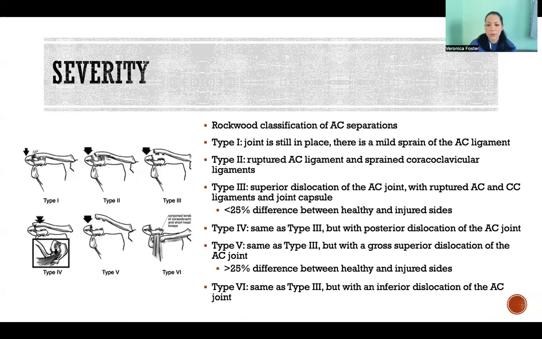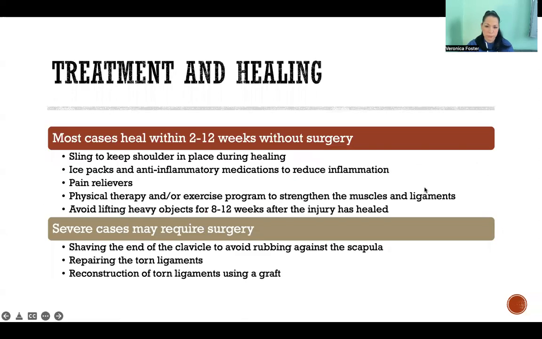Then finally, a type 6, again, same thing. Everything's ruptured. There's a dislocation, but in that case, it's an inferior dislocation. So it dislocates in the inferior, or downward, direction.